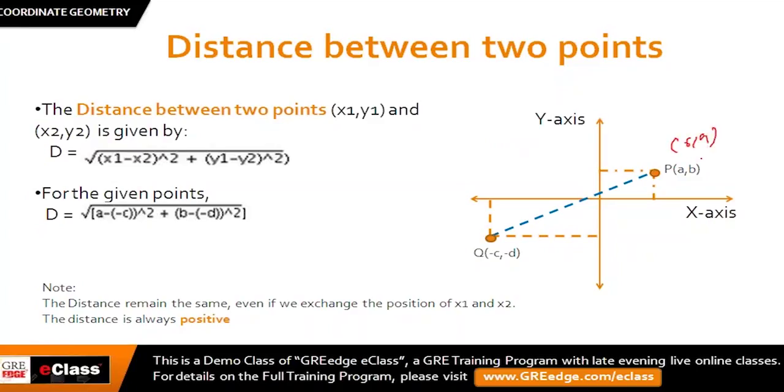Take it as 6 comma 4 and minus 4 comma minus 2. What could be the distance between the 2 points? Okay, let me write it clearly. 6 comma 4, and here it is going to be minus 4 comma minus 2.